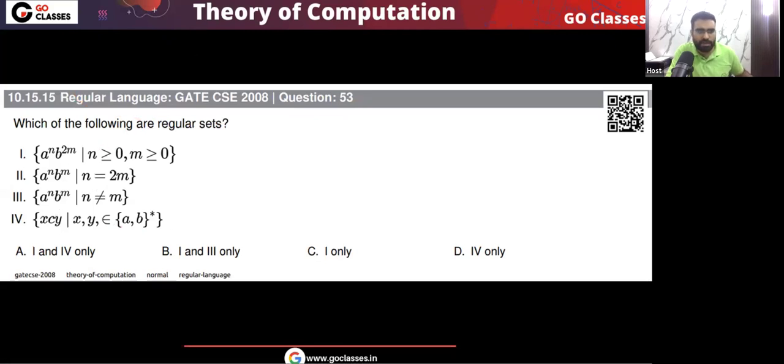So some languages are given to us. Let's see which of them are regular sets. You can see this option number 3, a power n, b power m. This we have already seen. This language is non-regular. In the previous lecture we have already seen. Let's see the remaining ones.